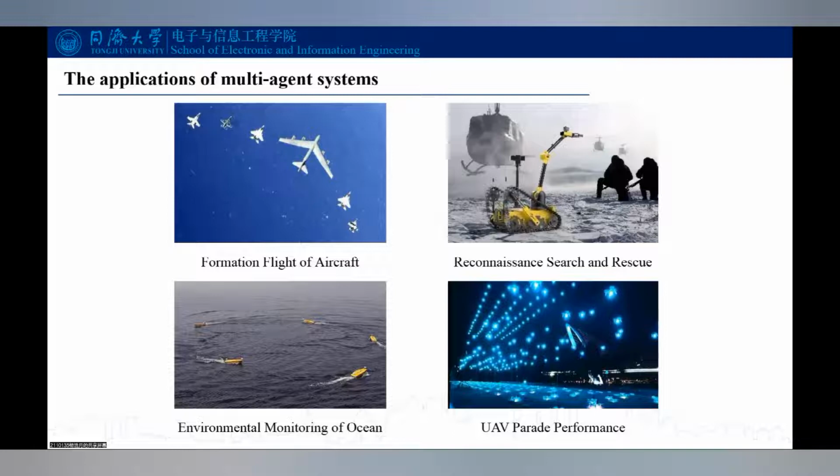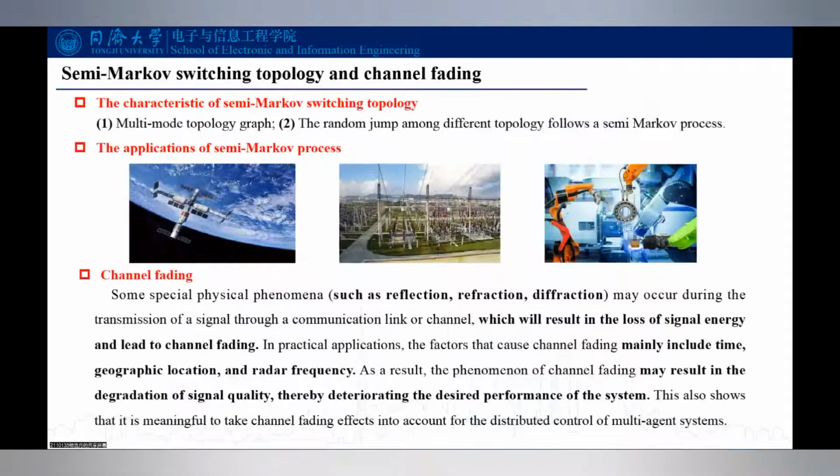ocean, UAV parade performance. It is well known the topology among agents may change due to the external environment and other factors. The semi-Markov switching topology has the following two characteristics. The first is multimodal topology graph. The second is the random switch among different topologies follows a semi-Markov process.